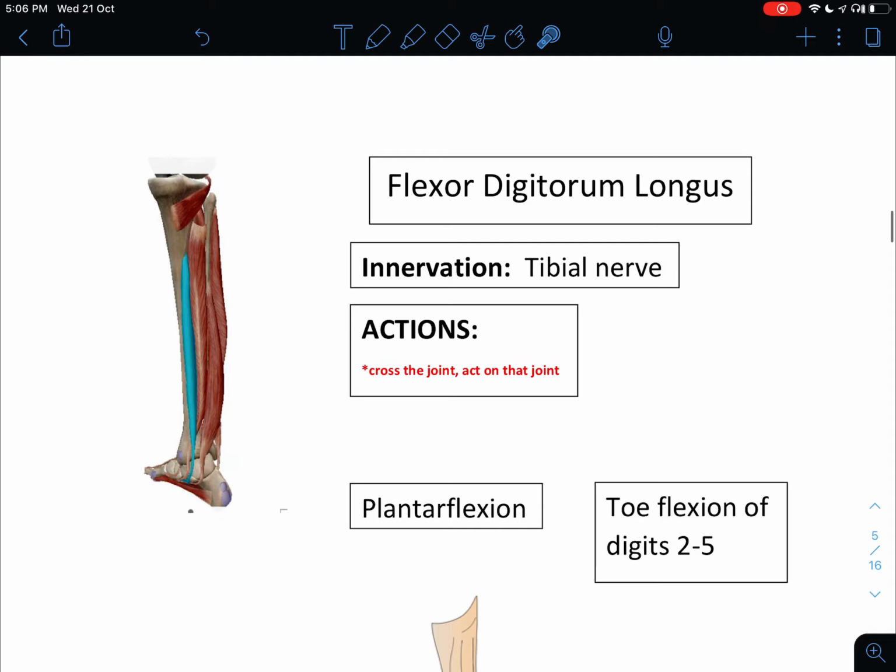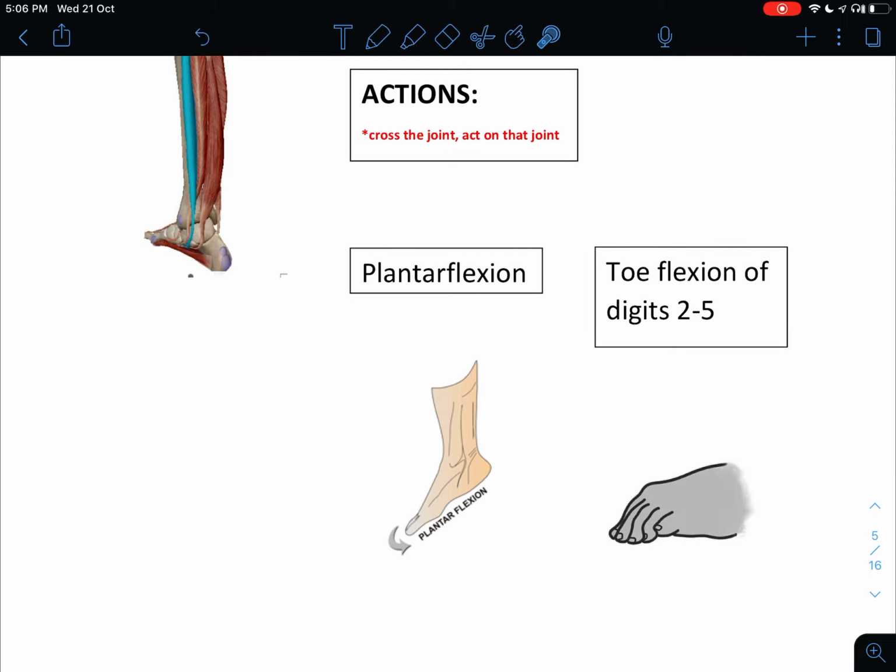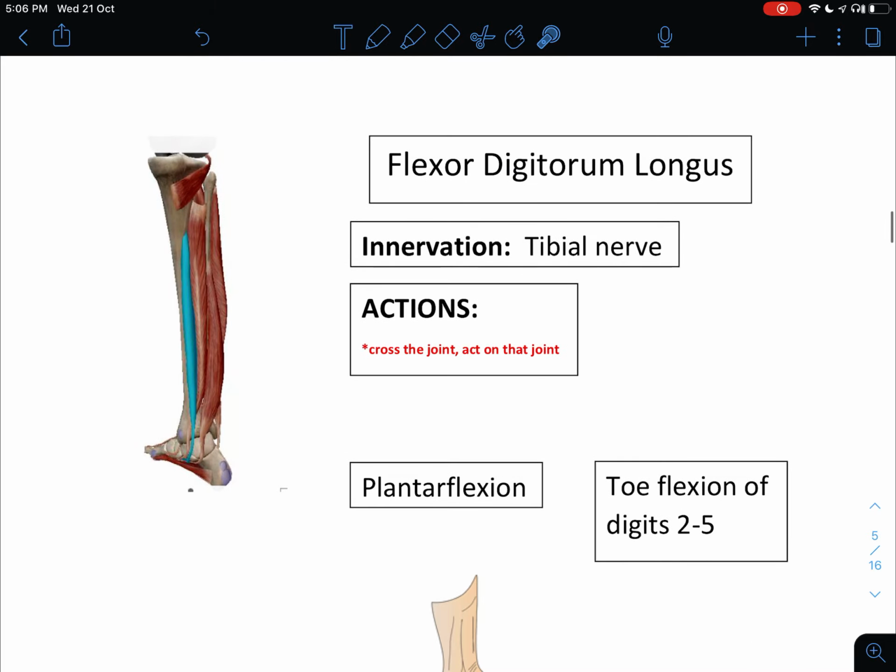Next, we have our flexor digitorum longus. Now, this is innervated by the tibial nerve. Its action is plantar flexion and toe flexion of digits 2, 3, 4, and 5. And you can see it here, medial to the larger tibialis posterior.